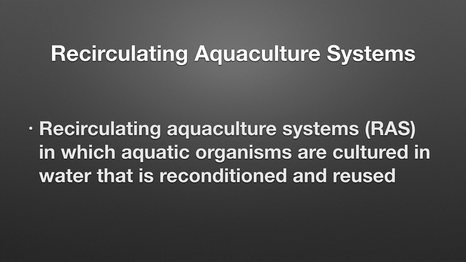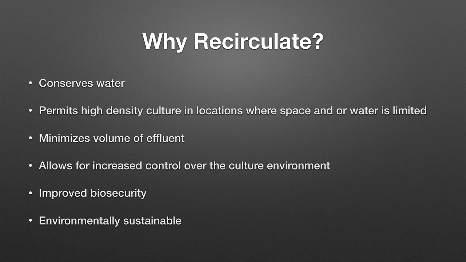The definition of recirculating systems: they are systems in which the aquatic organisms are cultured in water, which is reconditioned and reused. So why recirculate? Recirculating systems conserve water. They permit higher density culture in locations where space and water are limiting, such as maybe in a metropolitan area close to a relatively large city. They minimize the volume of the effluent. They allow for increased control over the culture environment, improved biosecurity, and greater environmental sustainability than other types of systems.